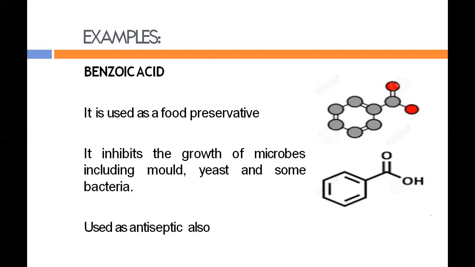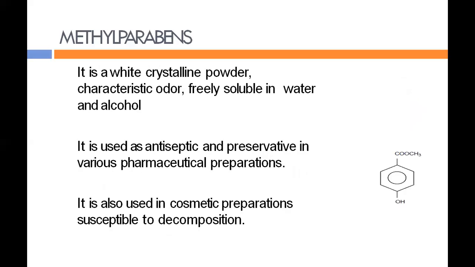You can also observe the structure of benzoic acid. It is very simple. It inhibits the growth of microbes, including molds, yeast, and some bacteria. So as we have seen, benzoic acid is very widely and commonly used because it has a wide spectrum of activity. At low concentration, it is used as a preservative. At high concentration, it is used as an antiseptic as well.